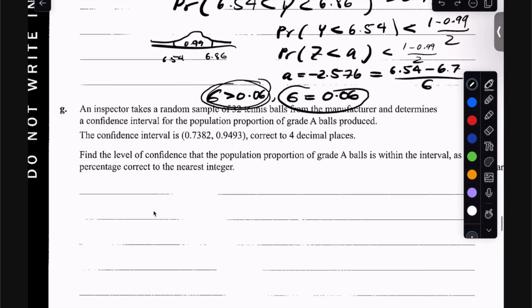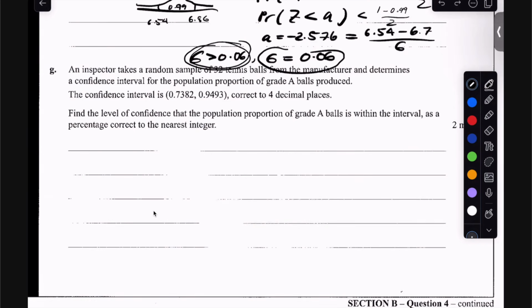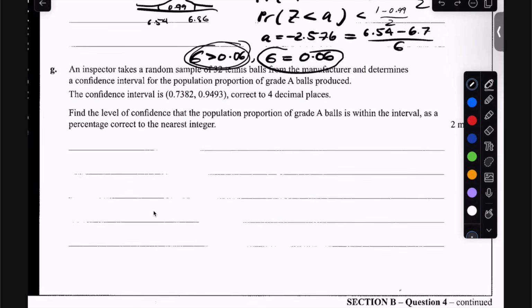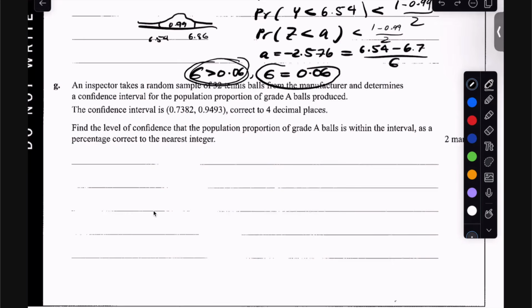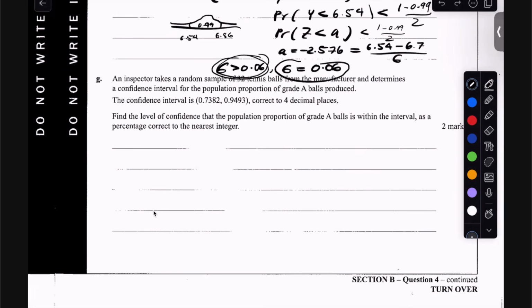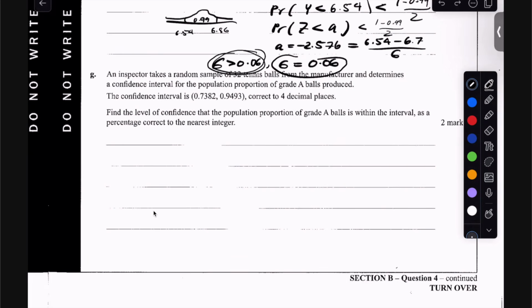An inspector takes a random sample of 32 tennis balls from the manufacturer and determines the confidence interval to be that. Find the confidence level. So here, the proportion of grade A balls produced, the confidence interval. So here we don't know p hat minus z times, we just know n, and that's fine because we have two unknowns. But we know n here, which is 32.